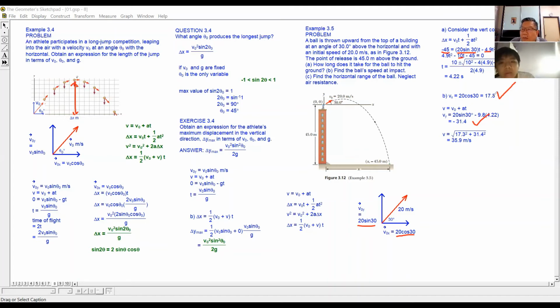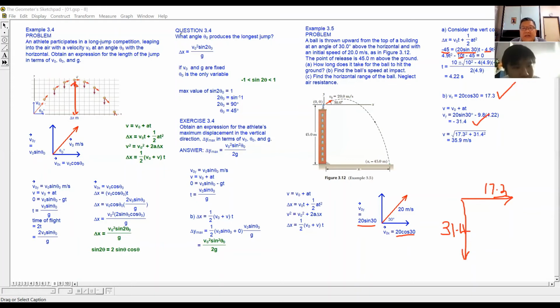So we have to combine these two components. This one is 17.3, which is the horizontal component. The vertical component is 31.4. This vertical component is pointing downwards because negative is pointing downwards. So they are in their respective components. It is not the combined speed of the ball.